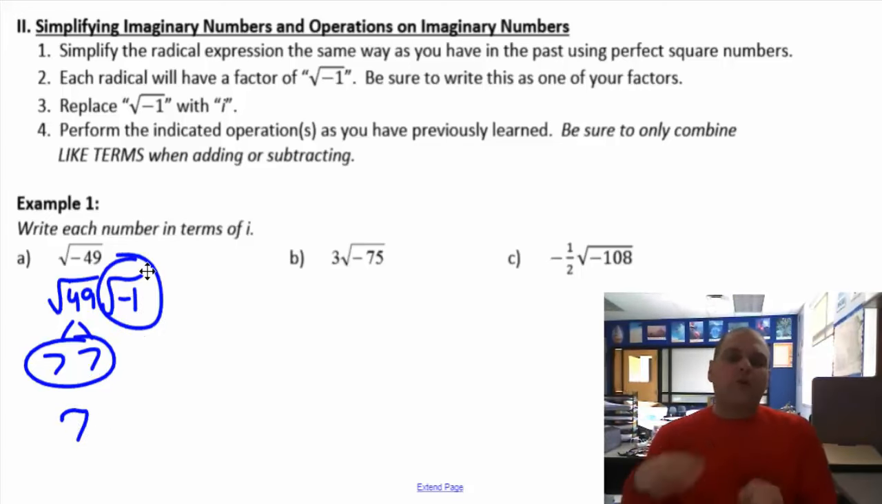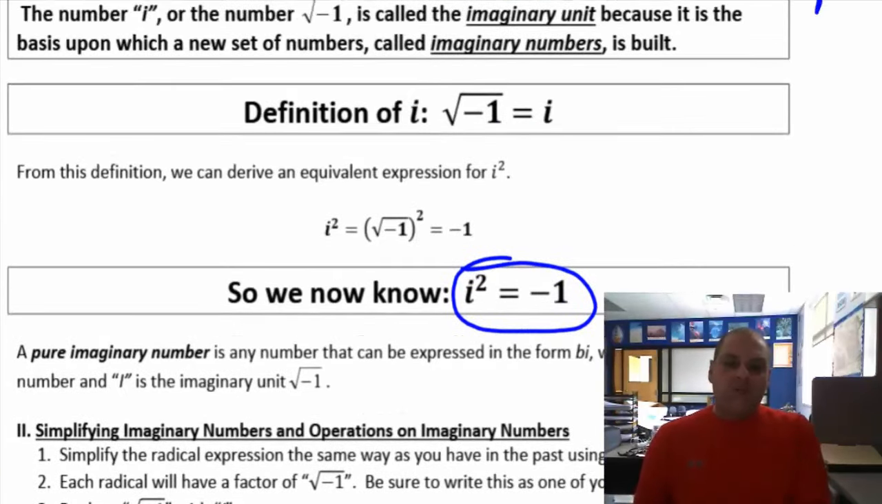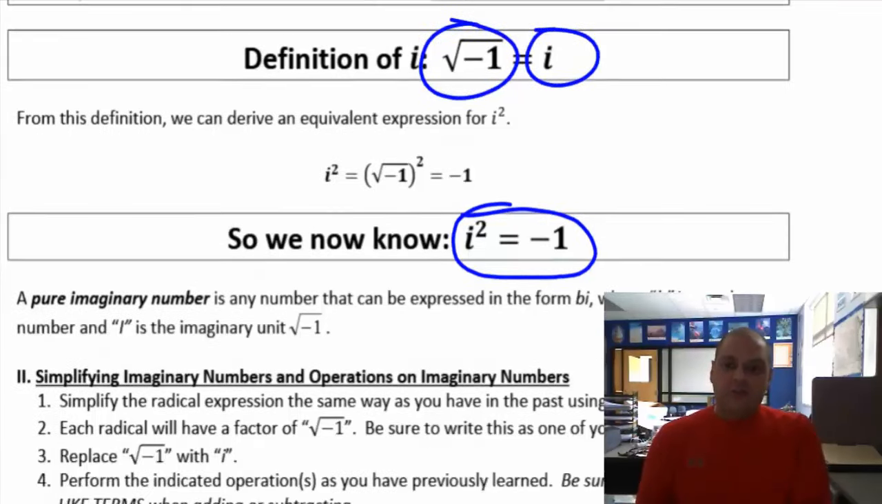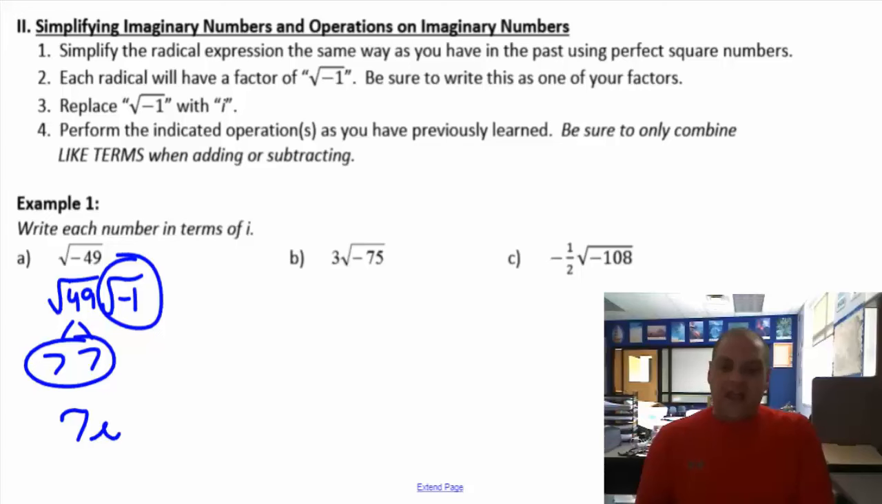But then we have this leftover radical negative 1, but we just talked about the radical negative 1 that is equal to just I. So you're going to replace that radical negative 1 with an I. So therefore, the square root of negative 49 is 7I.